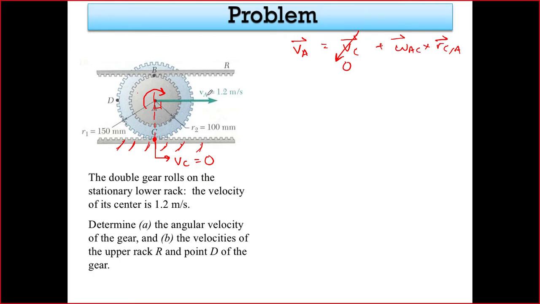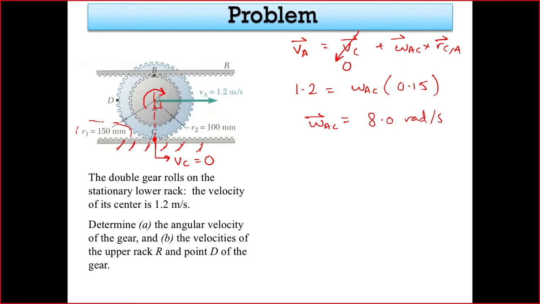So let's figure that out. V is clearly 1.2. So omega AC तो यूँ आ गया, और R C A क्या है? इस बड़े वाले का A से C तक का radius is this one. It's the radius of the larger gear, the outer gear. So it's 0.15. So we can see then omega AC turns out to be 8.0 radian per second square.